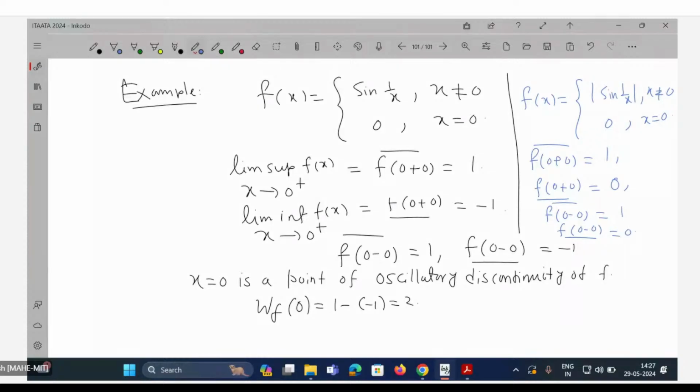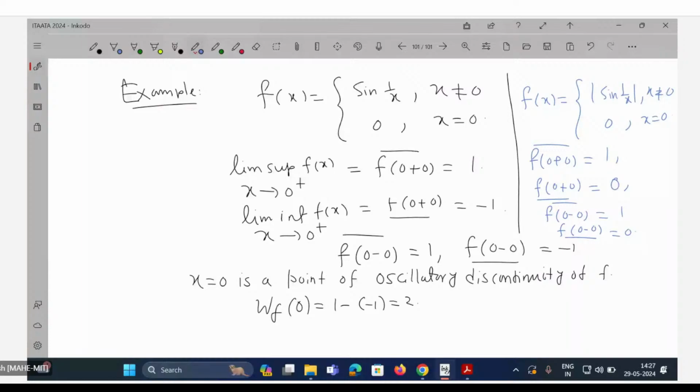What will be the oscillation? Maximum 1, minimum 0. So again, this is also a point of finite oscillatory discontinuity. And these are all second kind of discontinuity. When we have only removable and jump, they are called first kind of discontinuity or simple discontinuity. So does anything change if you put mod of 1 upon x?